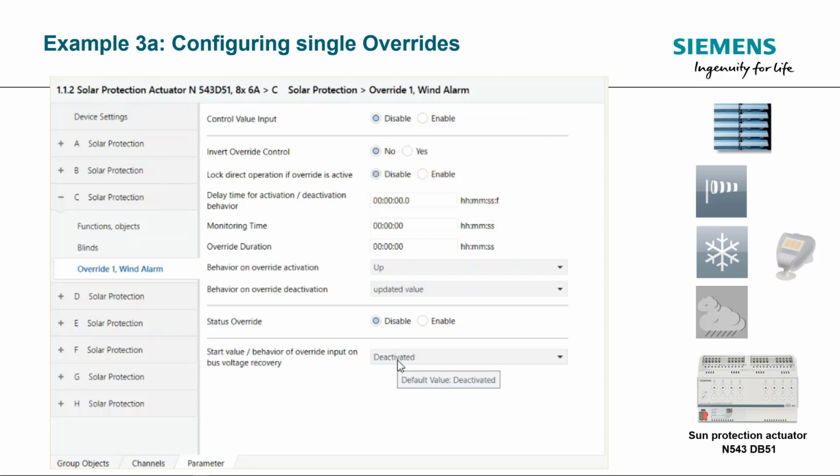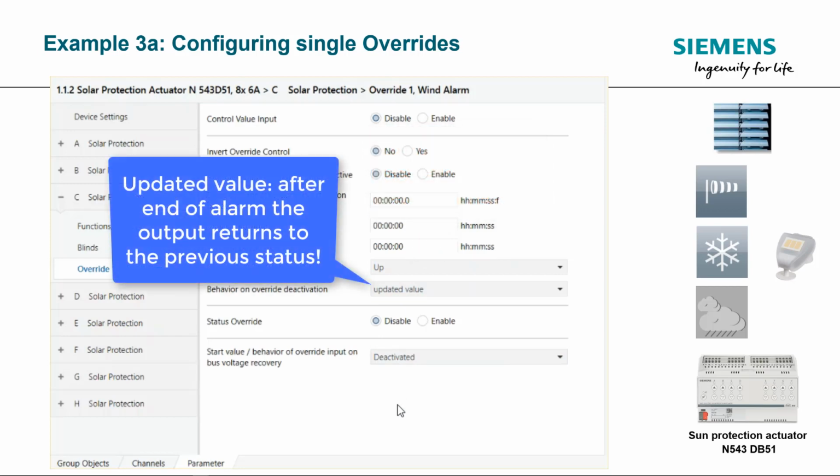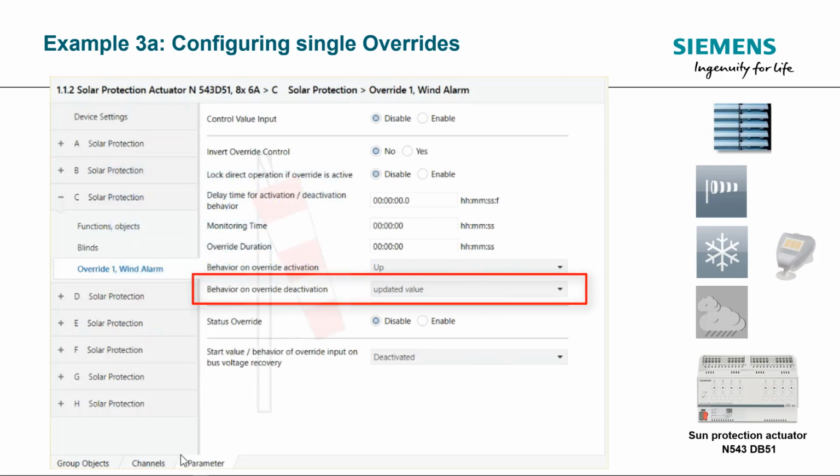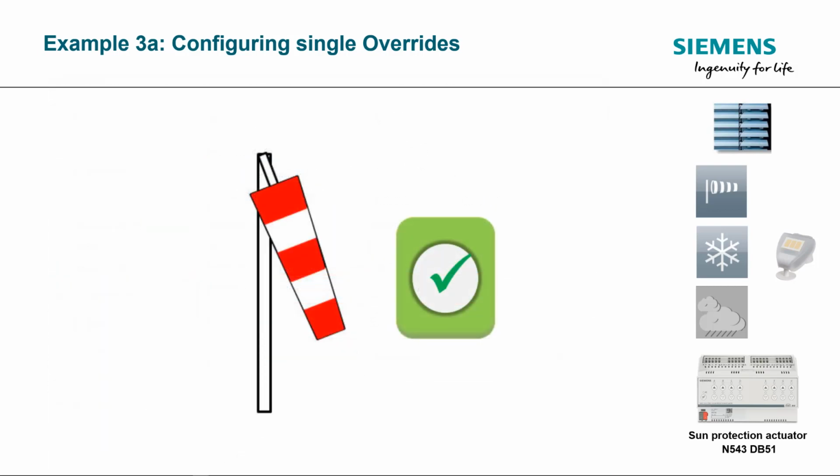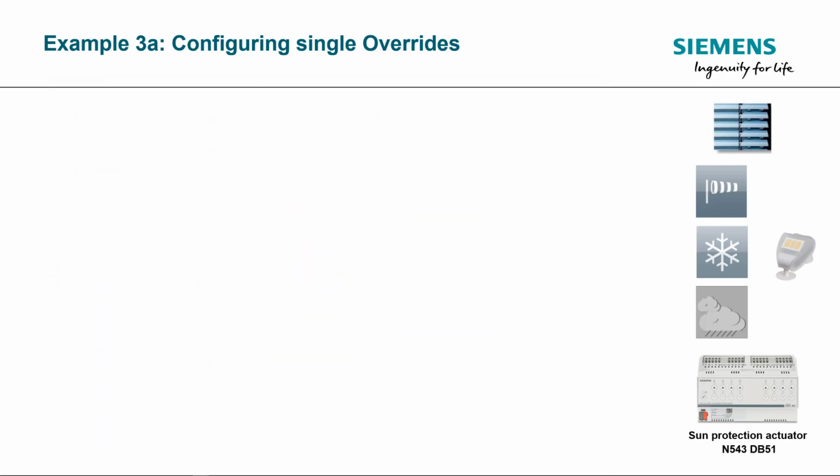The parameter for this is Behavior on Deactivation Override, Updated Value. This would set up the alarm for the time being. Now we can make further adjustments.